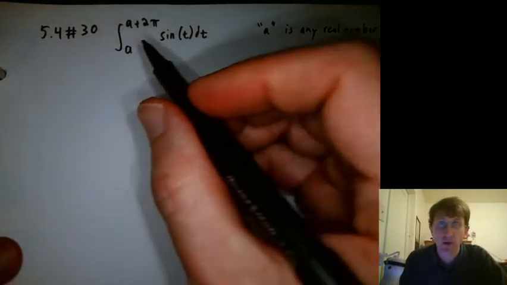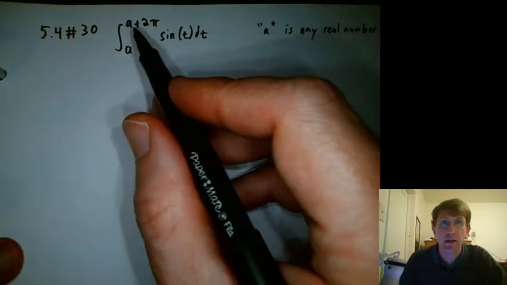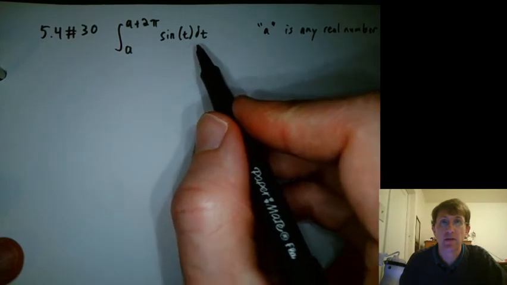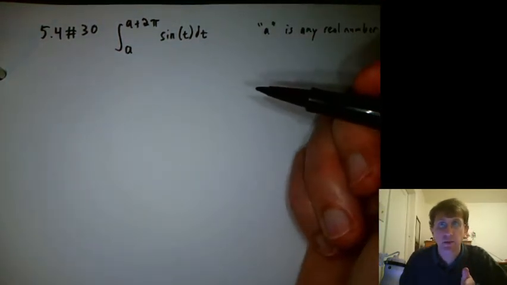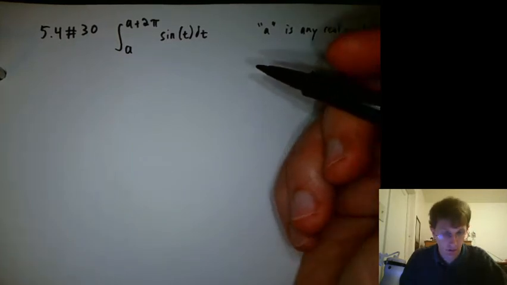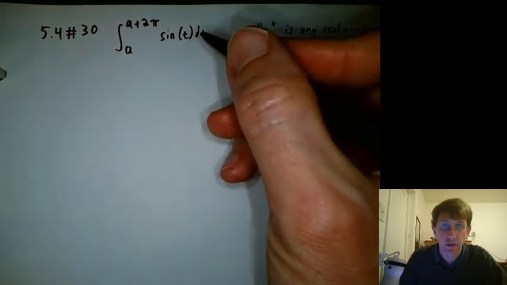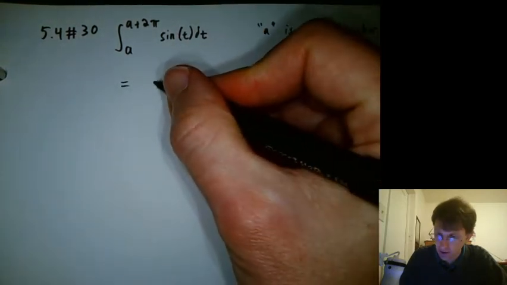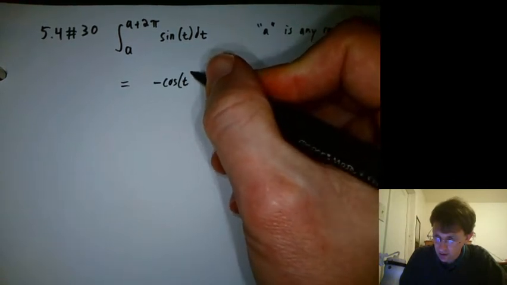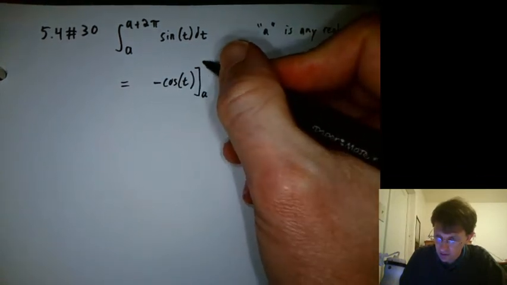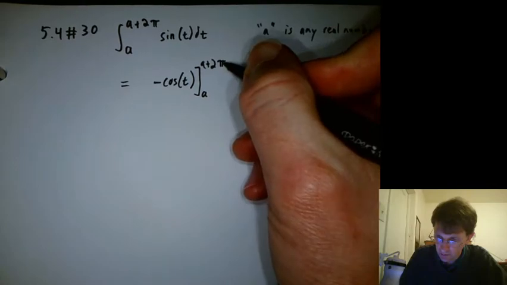Let's look at number 30, the integral from a to a plus 2 pi of sine of t dt, where a is any real number. Let's just do it blindly by algebra first, and then we'll go graph it and see what's going on. So what's the antiderivative of sine? Cosine, negative cosine, from a to a plus 2 pi.